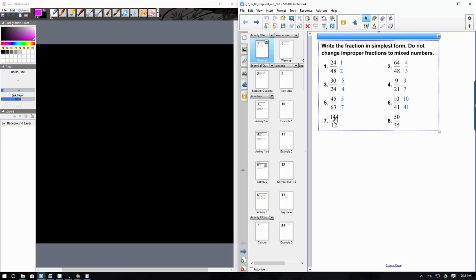This one here, I could take 12 out of both, and I'd have 12 divided by 12, which is 1, and then 144 divided by 12 is 12. And this one here I could take out a 5, and I'd have 10/7.